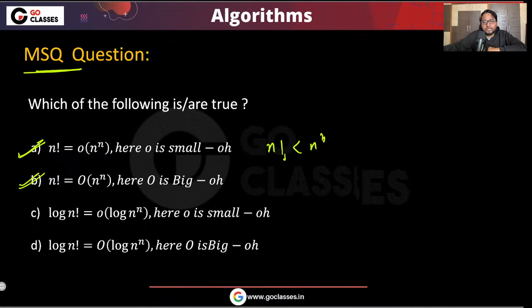What about log n factorial? Log n factorial is small o of n log n? They are actually exactly equal. Because there is a theta relation, it cannot be small o. So that's why this is false.